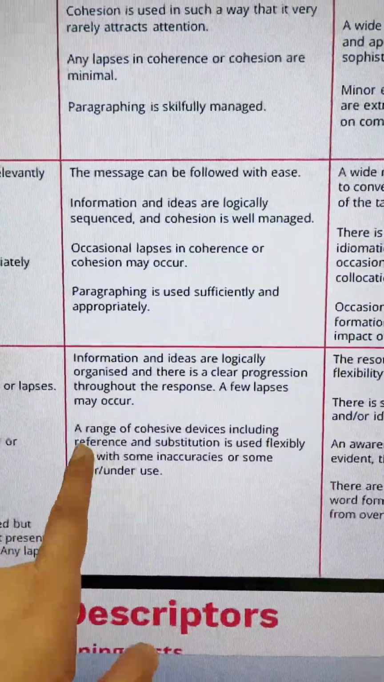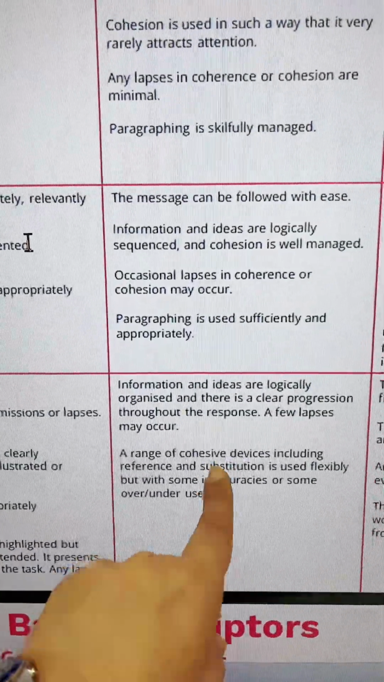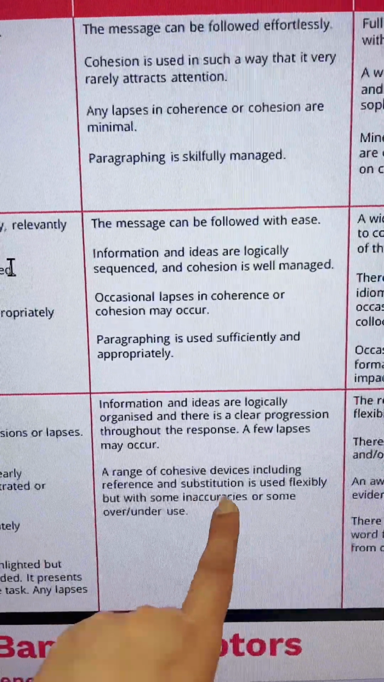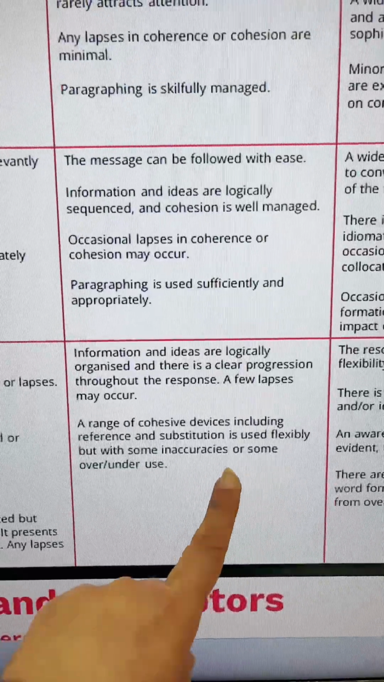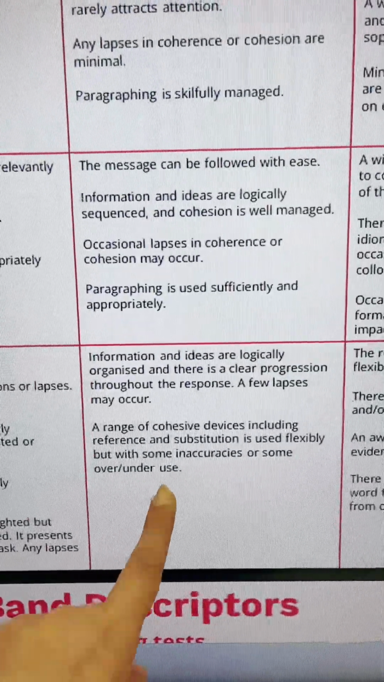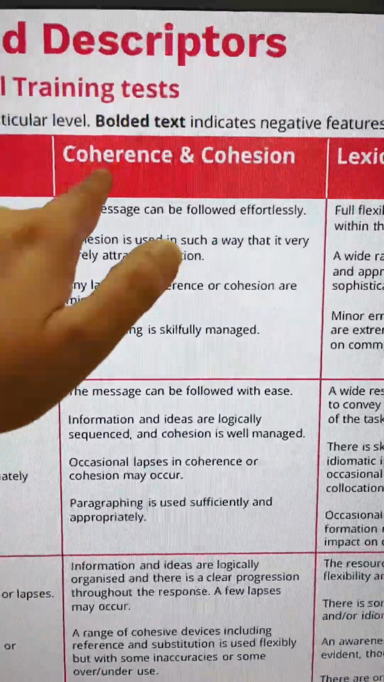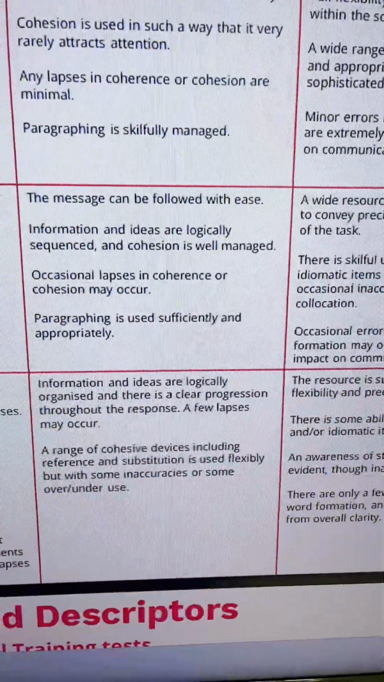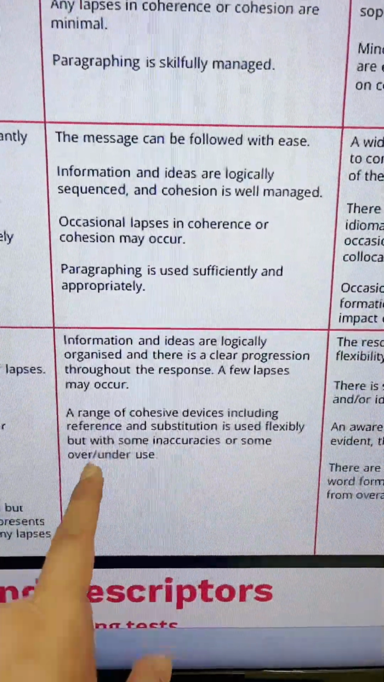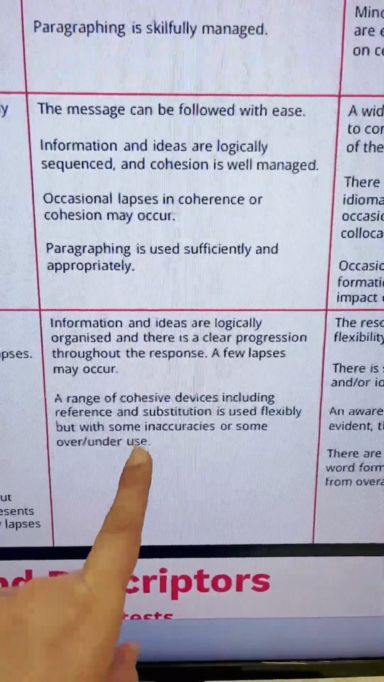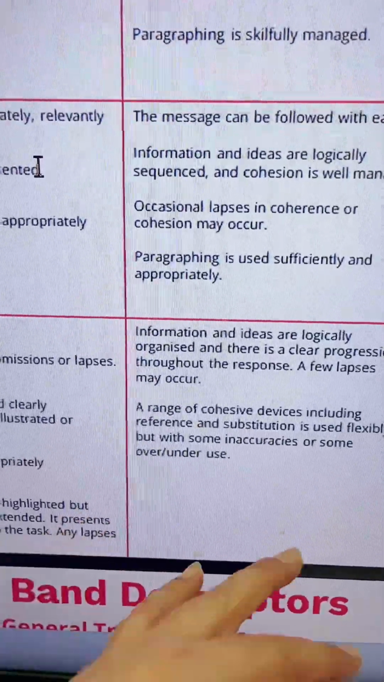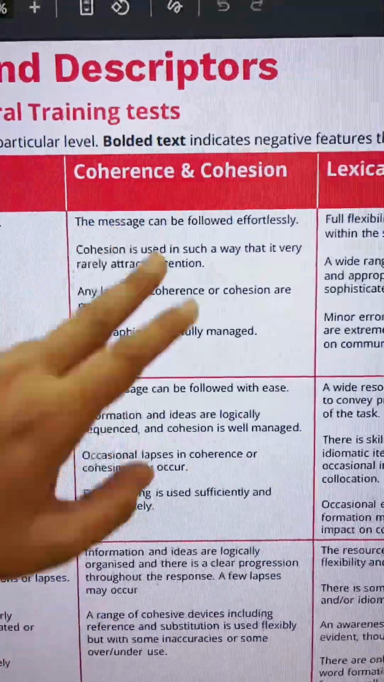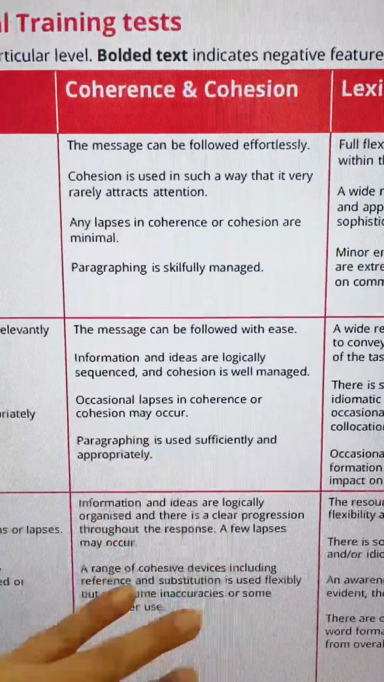And the last one, a range of cohesive devices including reference and substitution is used flexibly, but with some inaccuracies or some over or underuse. This is what I usually mention in coherence and cohesion when you are using cohesive devices. So please be careful that these should not be used inaccurately, and there shouldn't be overuse or underuse of these cohesive devices. So this is the main difference between band 9 and band 7.